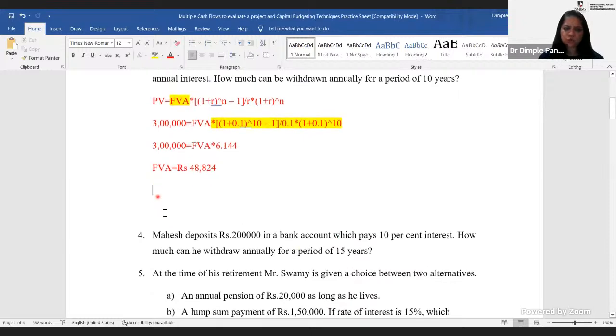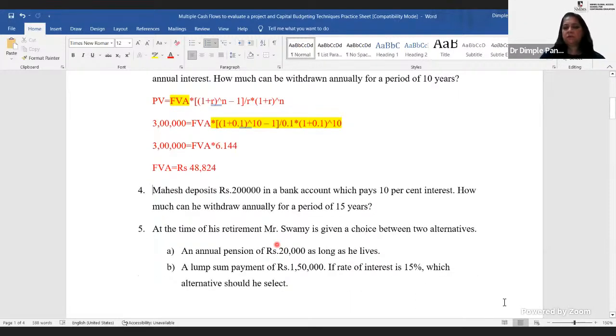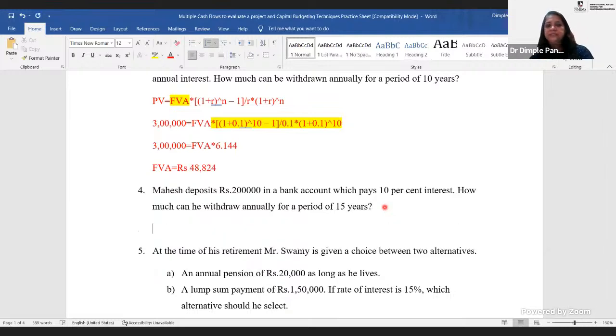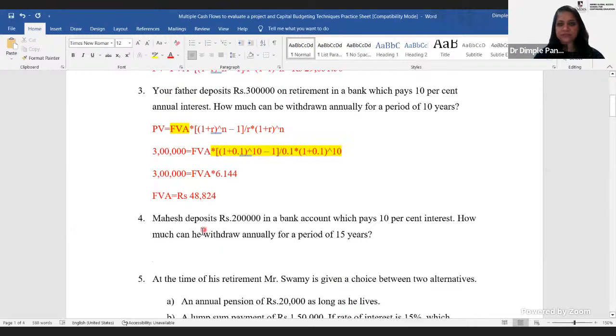Mahesh one is similar to the above, check. And if it is, you should be able to quickly tell me the amount. Mahesh deposits rupees 2 lakhs in a bank account, which pays 10% interest. How much can he withdraw annually for a period of 15 years? So again, we are talking about how much Mahesh can withdraw every year for 15 years, if the rate of interest is 10%. Again, it's the same concept. So quickly tell me the amount.